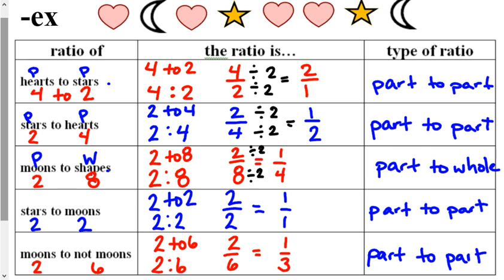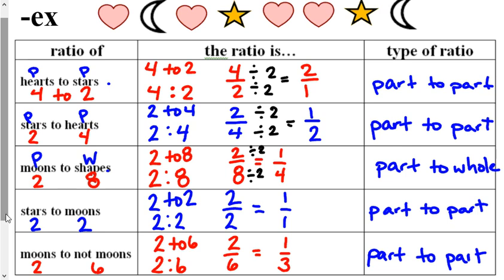I think people get confused because they look at it and they see, well, moons are part of the group, not moons are part of the group, but together they make the whole group. And I agree with that. Together they do make the whole group, but neither of those is the whole group. They are each part of the group. We're taking the whole group and splitting it into two parts. That's why it's a part-to-part ratio.